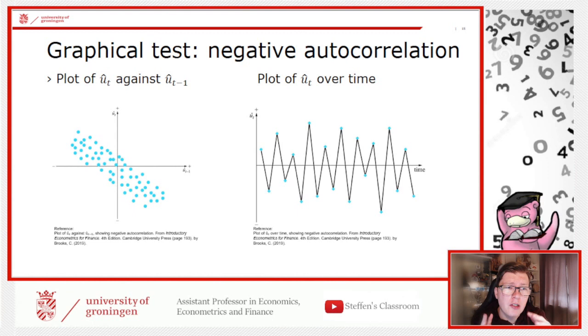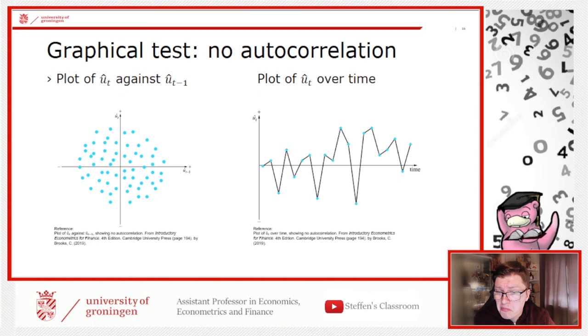Of course, we should also look at what happens if there's no autocorrelation. First of all, let's look at the left-hand side. What you would see here, there's no clear upwards or downwards trend. In fact, it just looks like somebody took all the residuals and smacked them on the wall and they just splat out in a nice little circular structure. That's evidence of no autocorrelation.